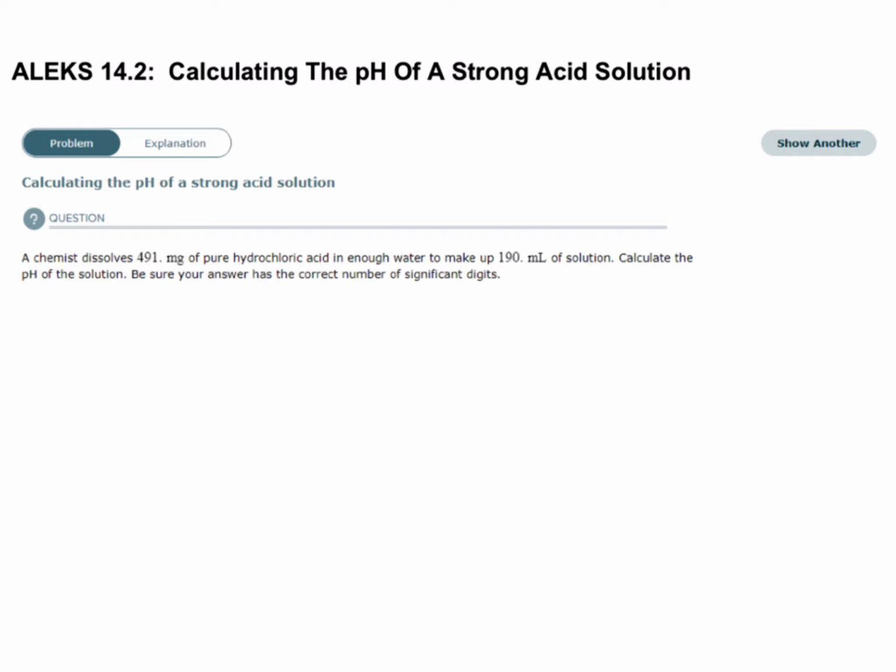Calculate the pH of the solution and be sure that our final answer has the correct number of significant figures. We have to list all of our given information, and part of this given information is going to be a balanced chemical equation. So hydrochloric acid dissolves in water to yield Cl- and H3O+. We have to make sure the equation is balanced, and it is.